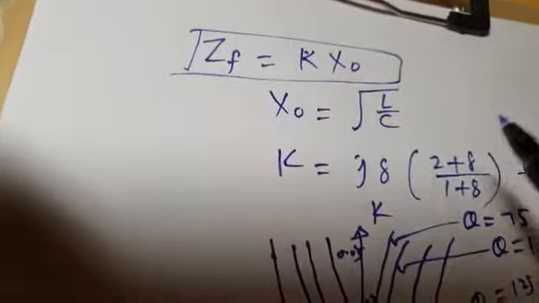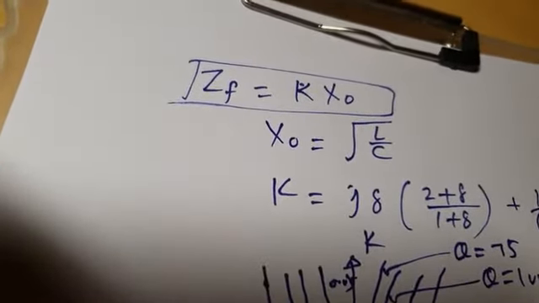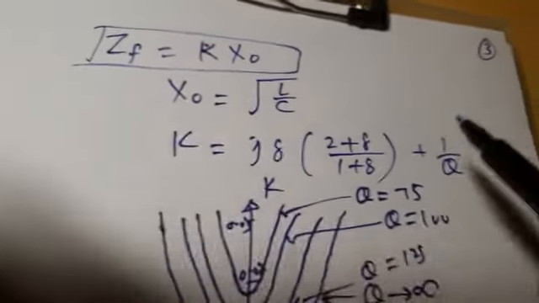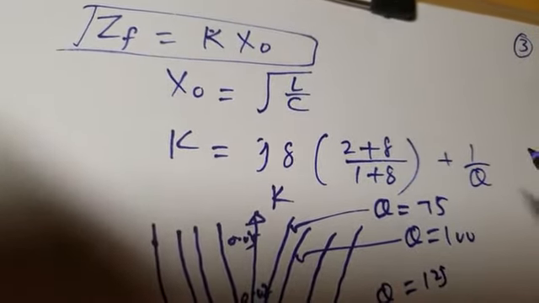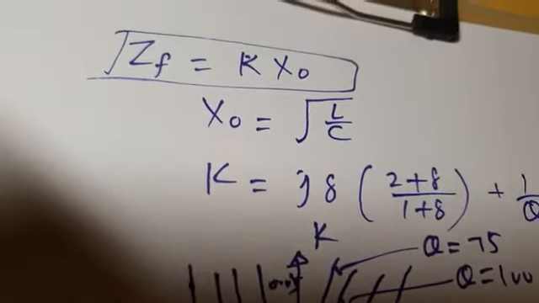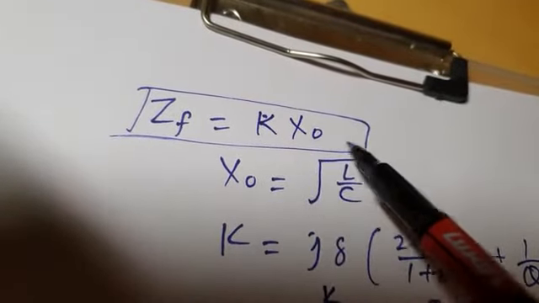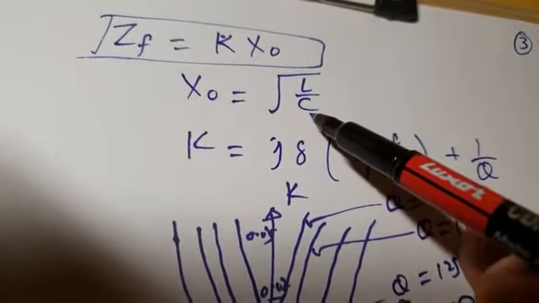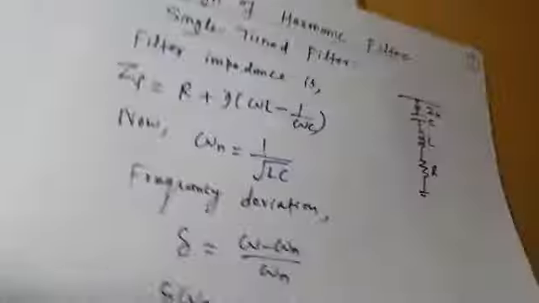Once you know the filter impedance for a particular harmonic frequency, what will your filter do? It will exactly arrest that harmonic of that particular frequency within small frequency deviations, delta. Delta is the frequency deviation. So it will prove very effective. Then once you substitute ZF equal to K X naught, you will get the filter impedance. Once you know the filter impedance, you can find L and you can find C, and you can also find R. In this way you can design this single tuned filter.